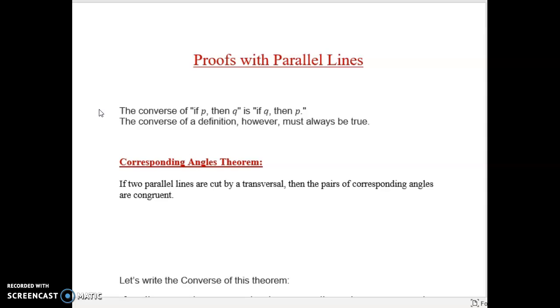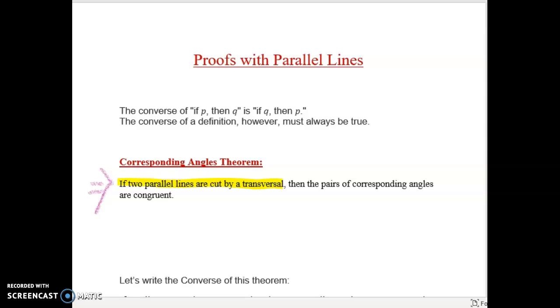We know that if two lines which are parallel are cut by a transversal, then the pairs of corresponding angles are congruent. This is technically a conditional statement. In the conditional statement, the "if" part is the P, the condition, and the "then" part is the Q.